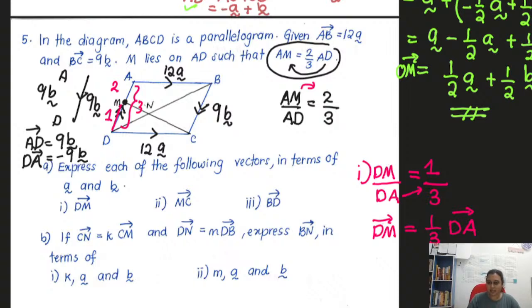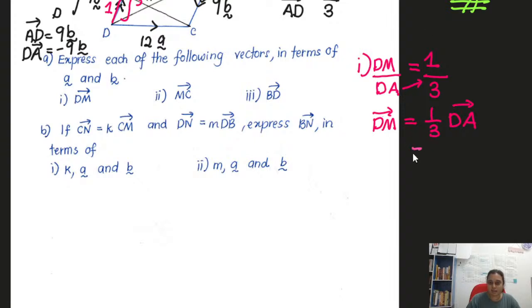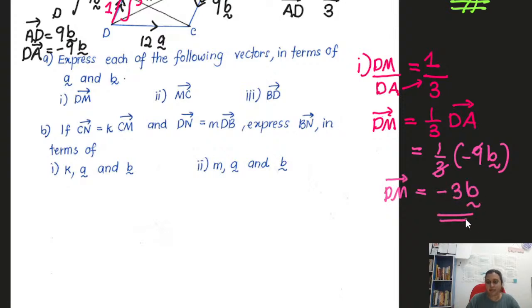So if it's DA, it is reversed, negative 9B. Do you all understand? You reverse the direction. So you just replace your DA with negative 9B. So 1/3 times negative 9B. Here you cut. So your DM is negative 3B. We have the answer. You all know that you must use the ratio method. Okay, very good. Good job.